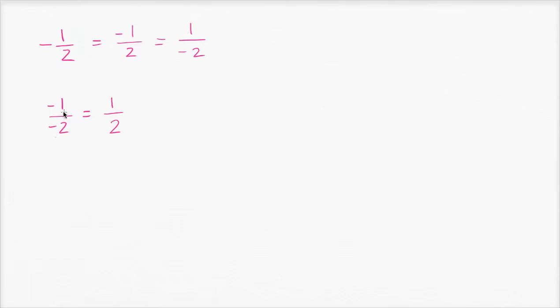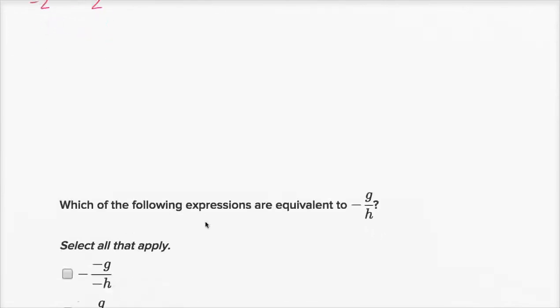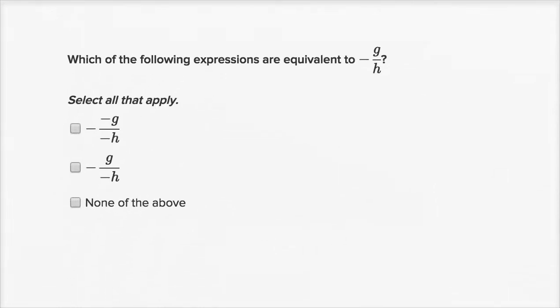Now, with that out of the way, let's do some example problems that might push our thinking on this a little bit more. So, this first question: which of the following expressions are equivalent to negative g over h? Select all that apply.